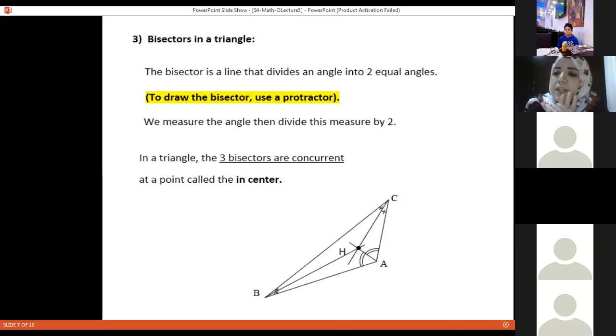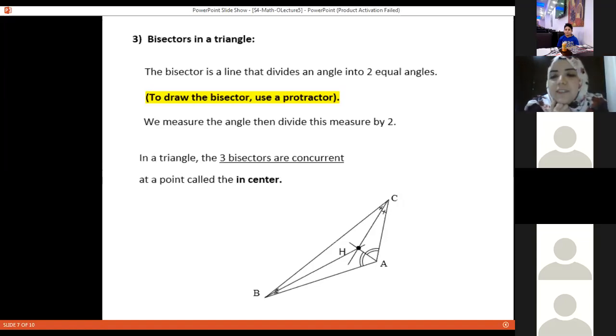So if you want to construct a triangle knowing the three sides, what do you use? A compass and a long ruler. Very good, Huda. A compass and a long ruler. If I want to construct a triangle knowing one side and two angles? A long ruler and a protractor.